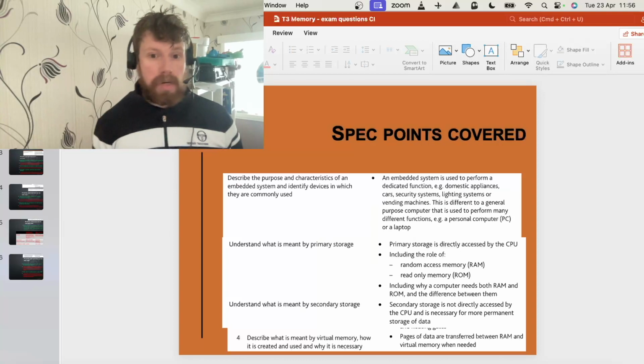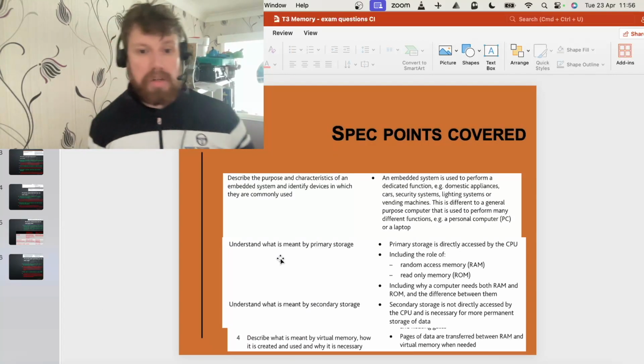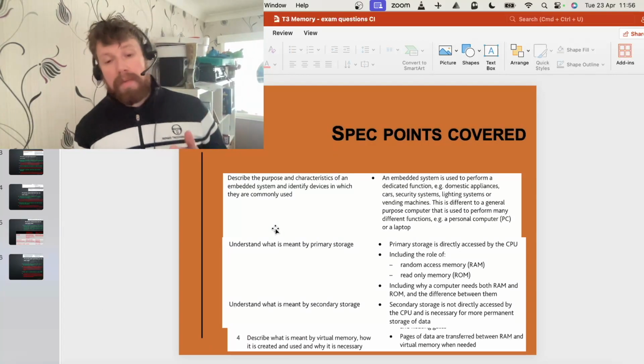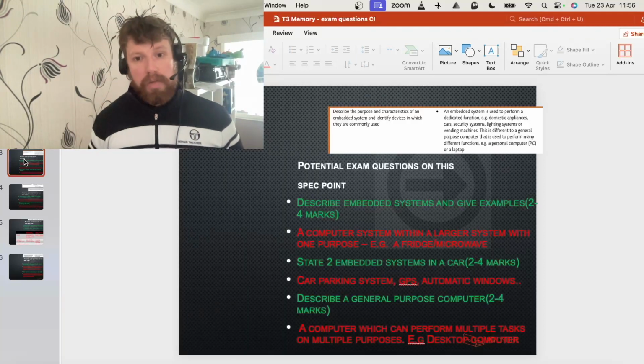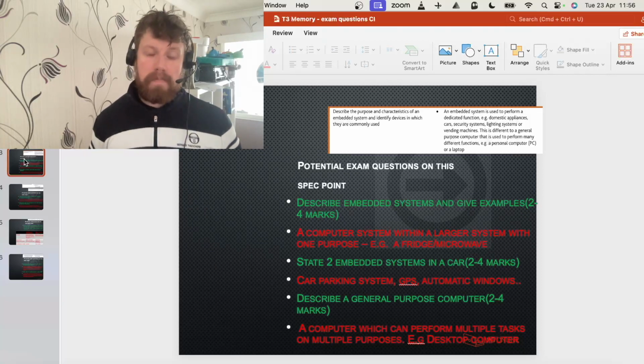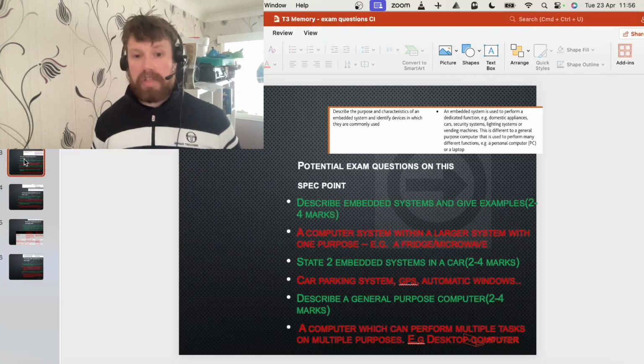The spec points we're going to go through today are to do with embedded systems, RAM and ROM, primary storage, and virtual memory. For this spec point, we're going to quickly look at embedded systems. The general kind of question you could get is: describe embedded systems and give examples of them. I'd say it's a computer system within a larger system with one purpose. This is something like a fridge or a microwave.